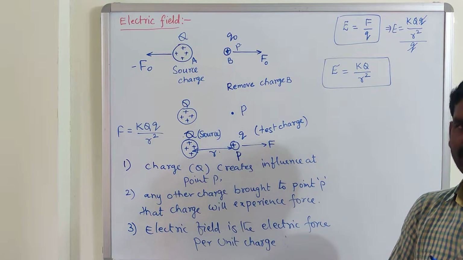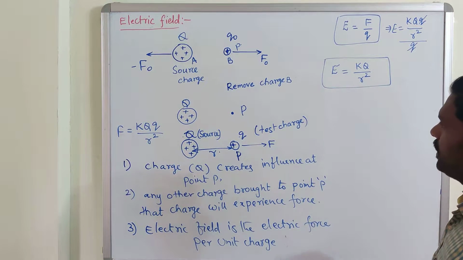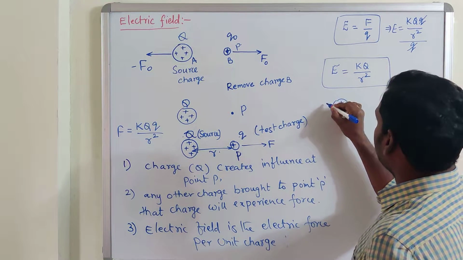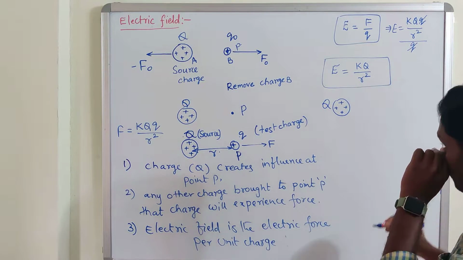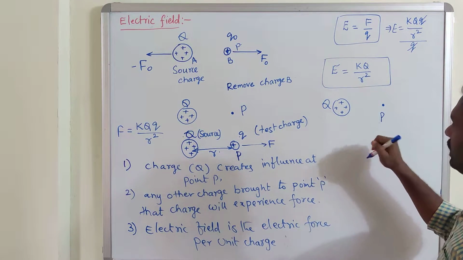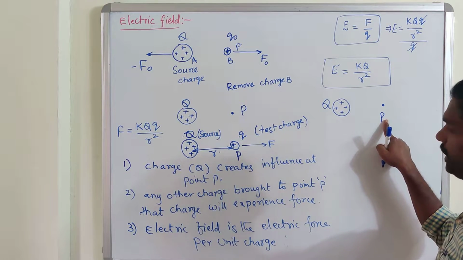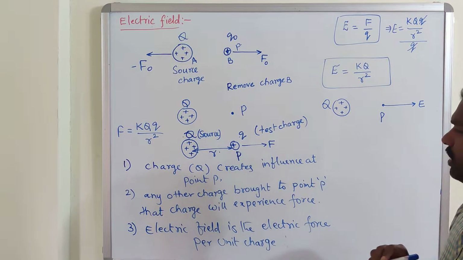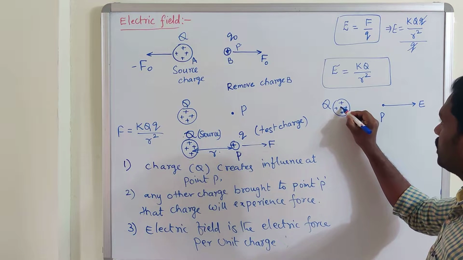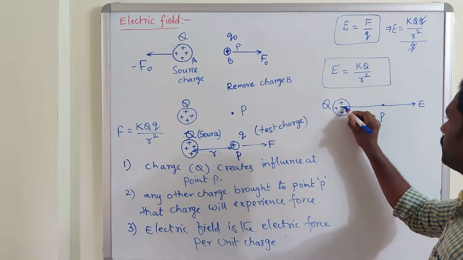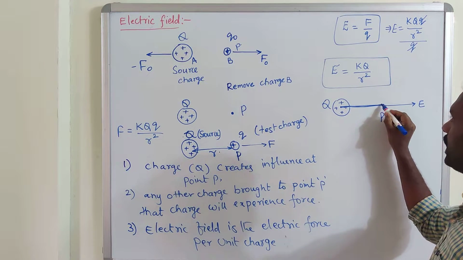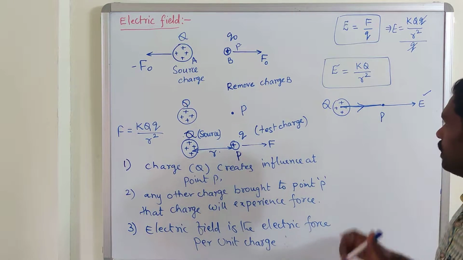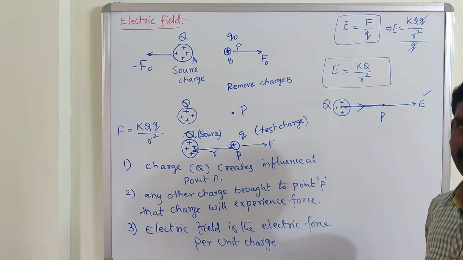Then what is the direction of electric field at that point? Direction of electric field: if I have a positive charge here, we call it the source charge, and point P. This charge creates electric field at point P, and the direction of electric field will be in the direction of the line which joins the source charge and point P. The electric field will be directed away, along the radial direction.